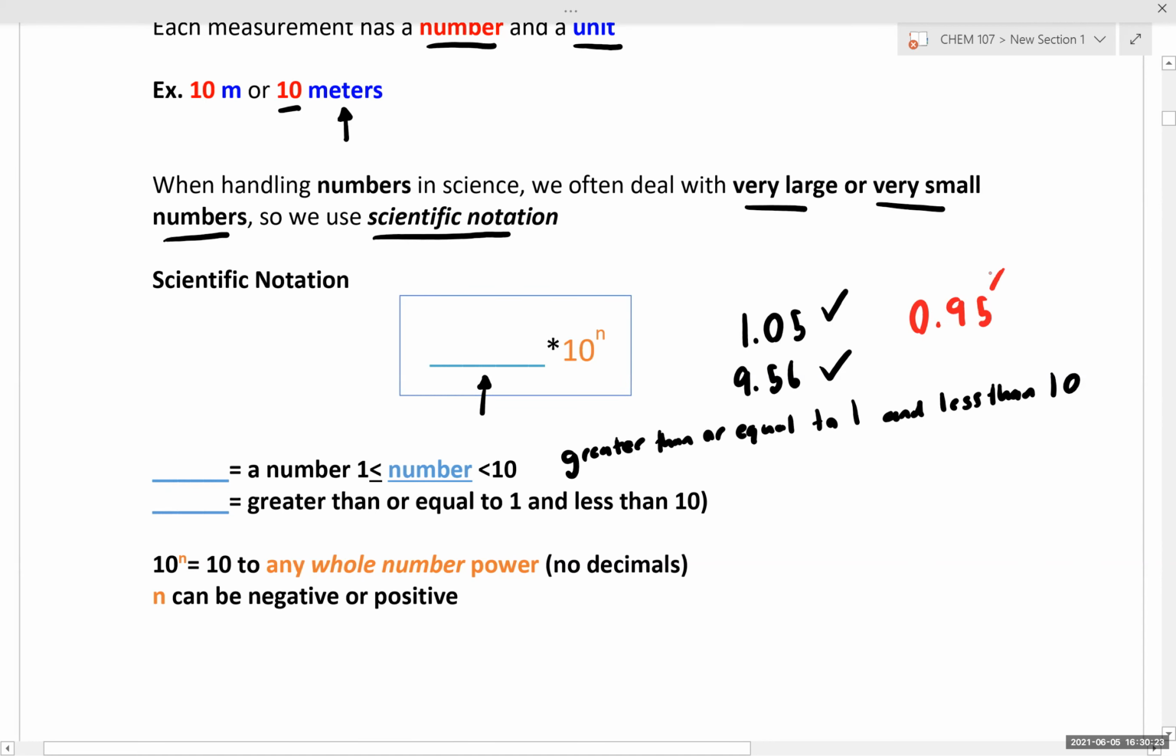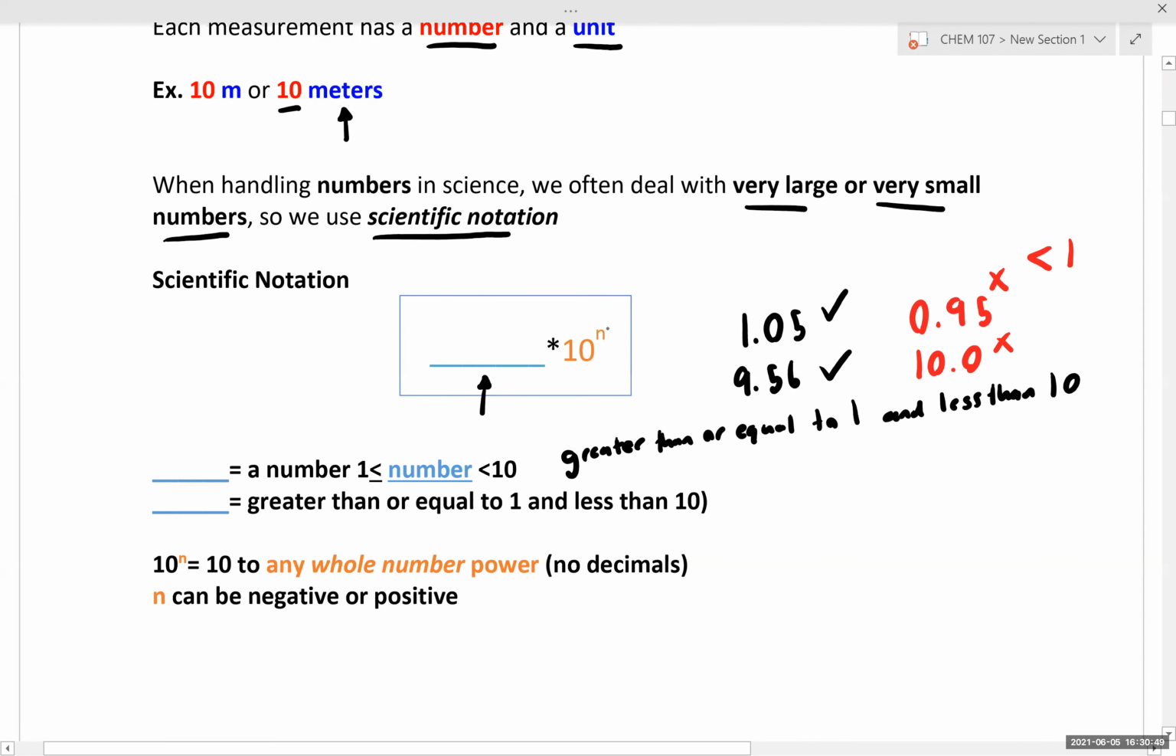0.95 doesn't meet the criteria. 0.95 is less than 1. Likewise, you can't put 10.0 because 10 is not less than 10. So whatever number you put in the number section for scientific notation must be greater than or equal to 1 and less than 10.